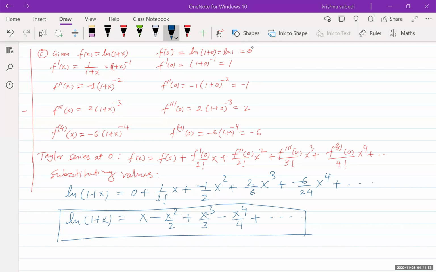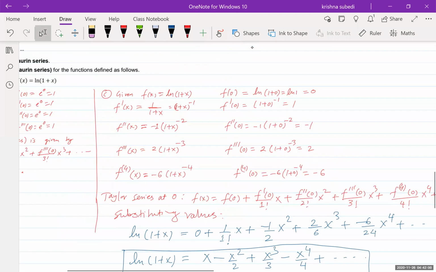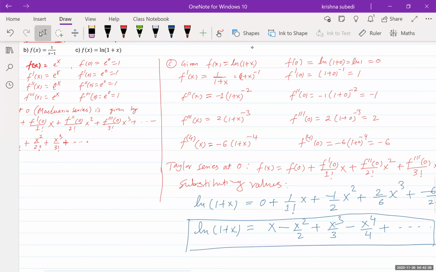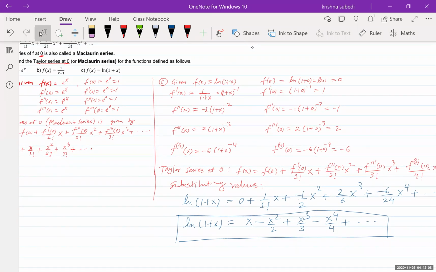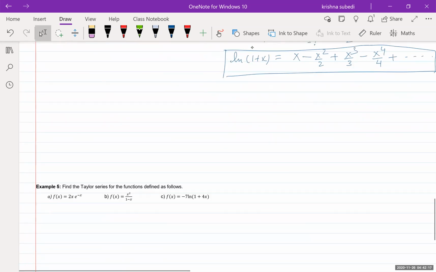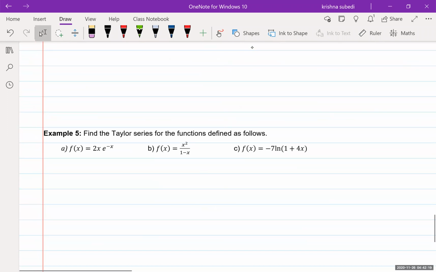All right. So I trust you guys, you can do this part B yourself. Just in case you need help, you can look at my lecture note for the detailed solution there. And let's move to example 5. That is the last problem that we'll be doing. Example 5. Let's look at part A. Find the Taylor series for the function defined as follows.